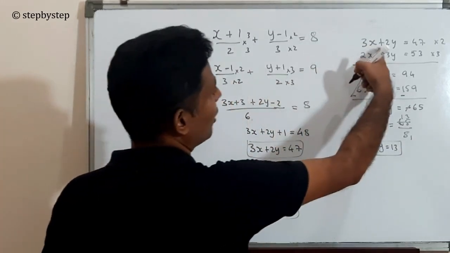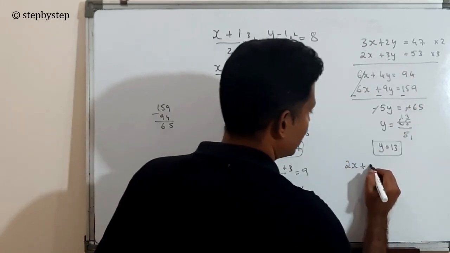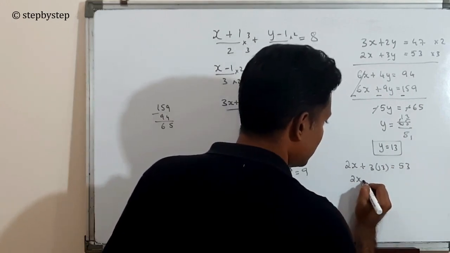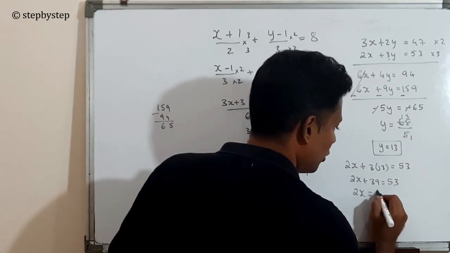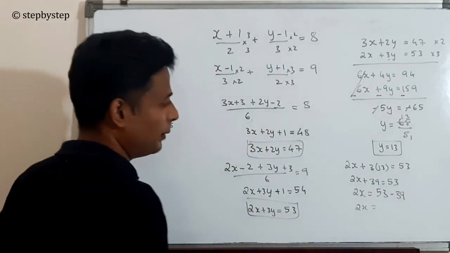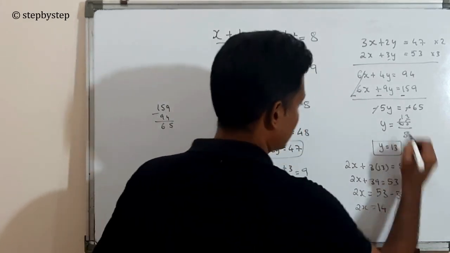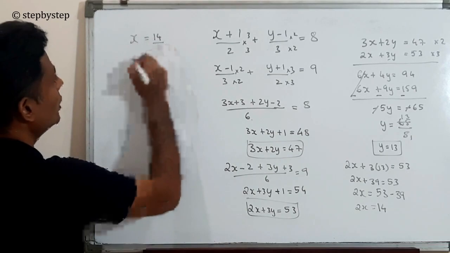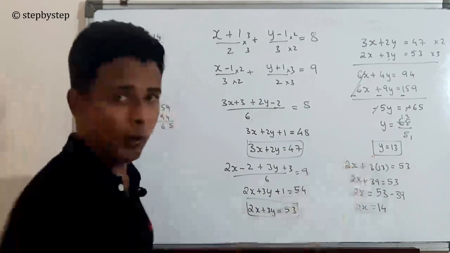Now substituting in one of these equations, I'll take the second equation. So 2x plus 3y, that is 3 into 13, equal to 53. So 2x plus 39 equal to 53. So 2x equal to 53 minus 39. So 2x will be equal to 14, right? So I'll continue from there. So I get x equal to 14 by 2. So x equal to 7. So I got x equal to 7 and y equal to 13.